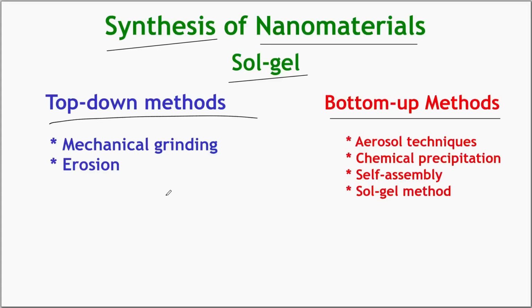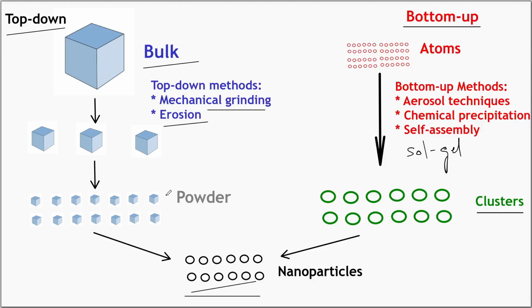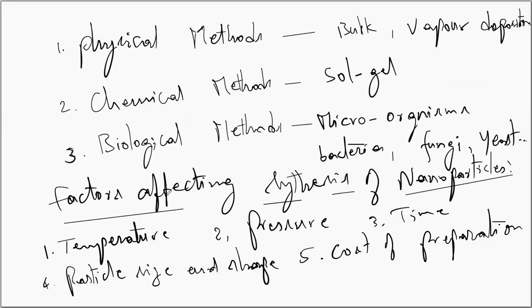In this video, we have started our discussion with the 2 different classes of synthesizing methods of nanoparticles, namely the top-down methods and the bottom-up methods. In the top-down methods, we have said mechanical grinding and erosion are the 2 major techniques, and in the bottom-up methods, we have aerosol techniques, chemical precipitation techniques, self-assembly methods, and sol gel methods. We have further seen the classification of the synthesizing methods. They are physical methods, chemical methods, and biological methods. We have seen the factors affecting the synthesis of nanoparticles.